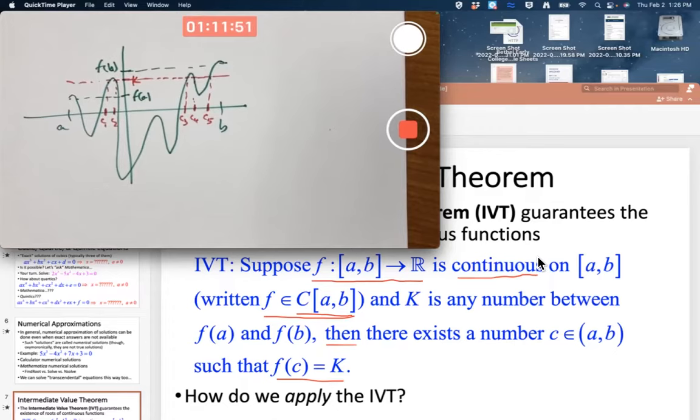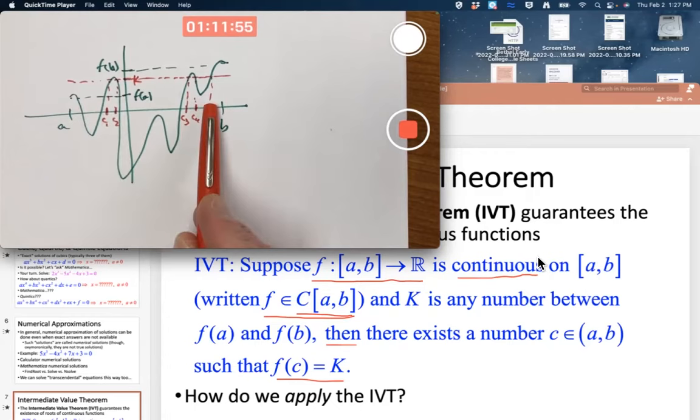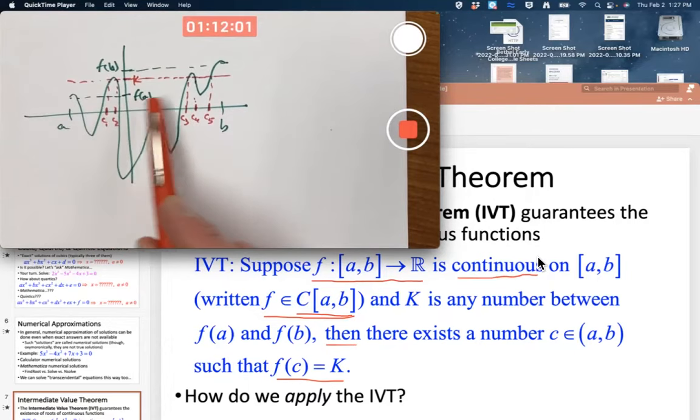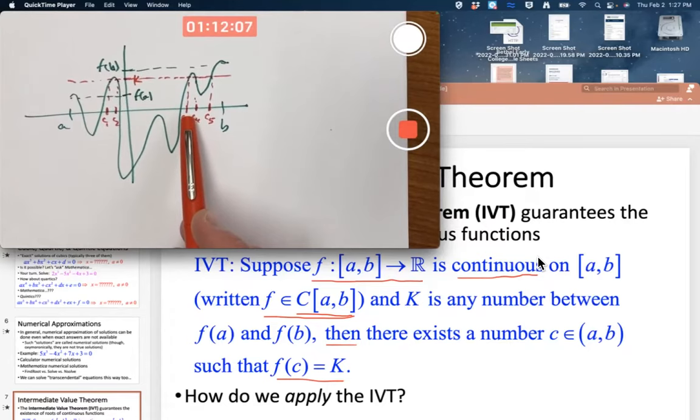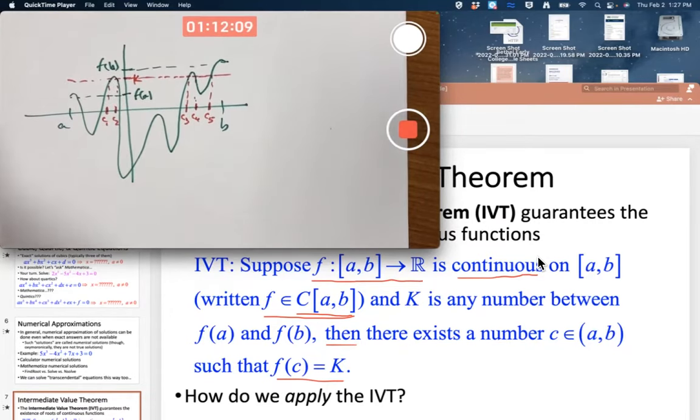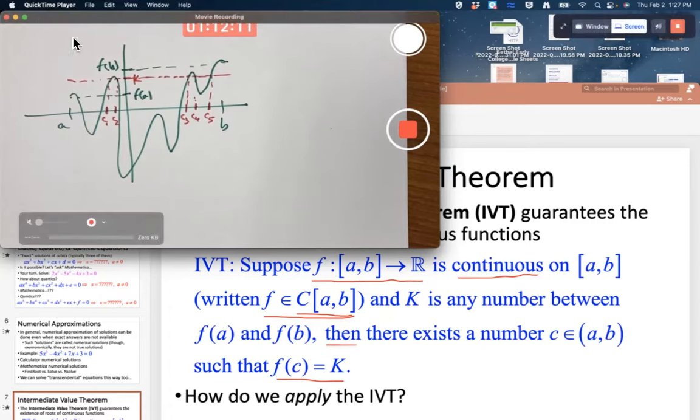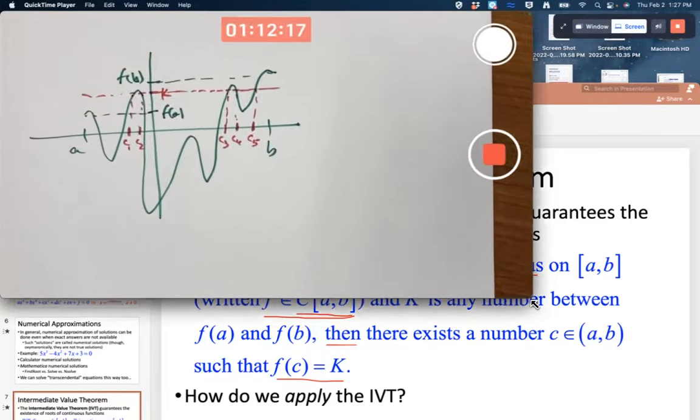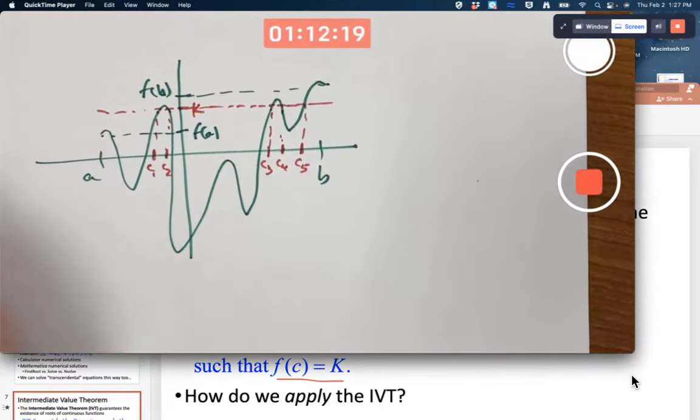Oftentimes, K is taken to be 0, which means you're after the x-intercepts if K is 0. And for this function, there's 1, 2, 3, 4 x-intercepts, 4 roots of the function. And what you want to do is you want to then use this theorem to prove that certain equations have solutions. Let's do that real quick.